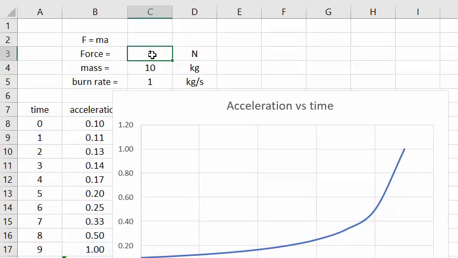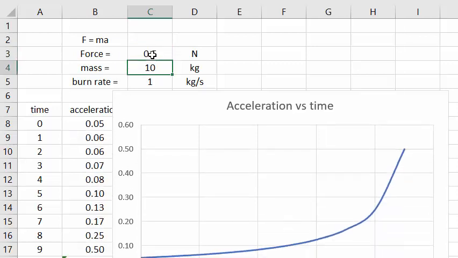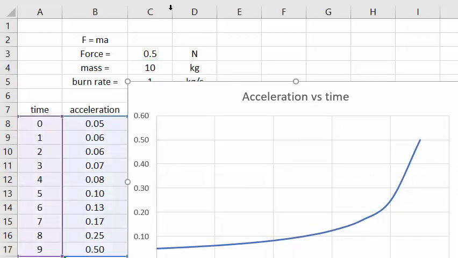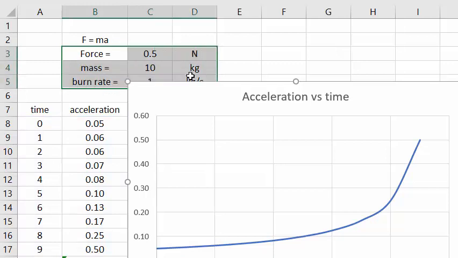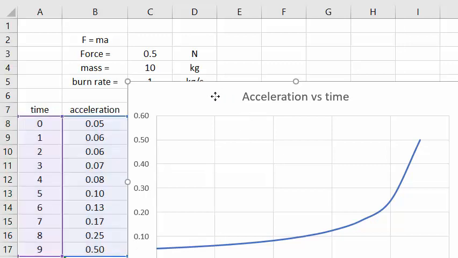And if we increase the force, we increase the acceleration. If we decrease the force, we decrease the acceleration, and each time we can see what our maximum acceleration is going to be. So to review our simple model, we've got a block for the input, we've got a table for our calculations, and we have a graph that shows us the output.